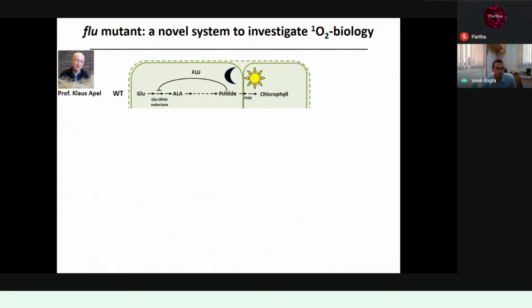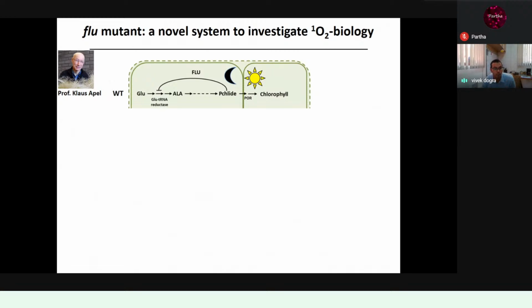All these tetrapyrroles have alternate double bonds, and they have a tendency to harvest light energy. So they are called photosensitizers. They can absorb light. Once they absorb light, they become excited. So this is not good. Once they get excited, they will transfer the energy to the oxygen, and they will make a lot of ROS. So therefore, there is a regulation in the biosynthetic pathway.